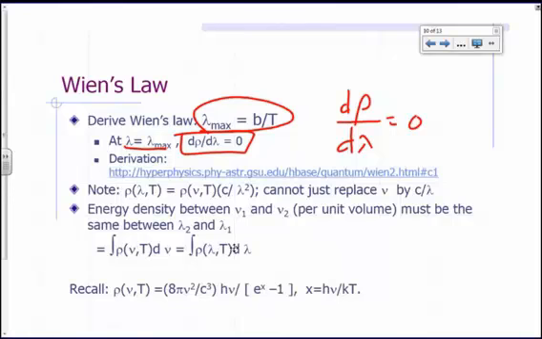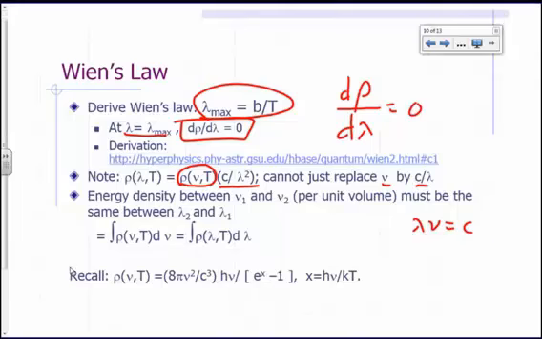So, one thing you'll note is that you cannot just use the expression for spectral density versus frequency and express frequency in terms of lambda. You have to multiply that by c over lambda squared. So you cannot just replace nu by c over lambda. Remember, lambda nu is equal to c, right? So let's see why that is.